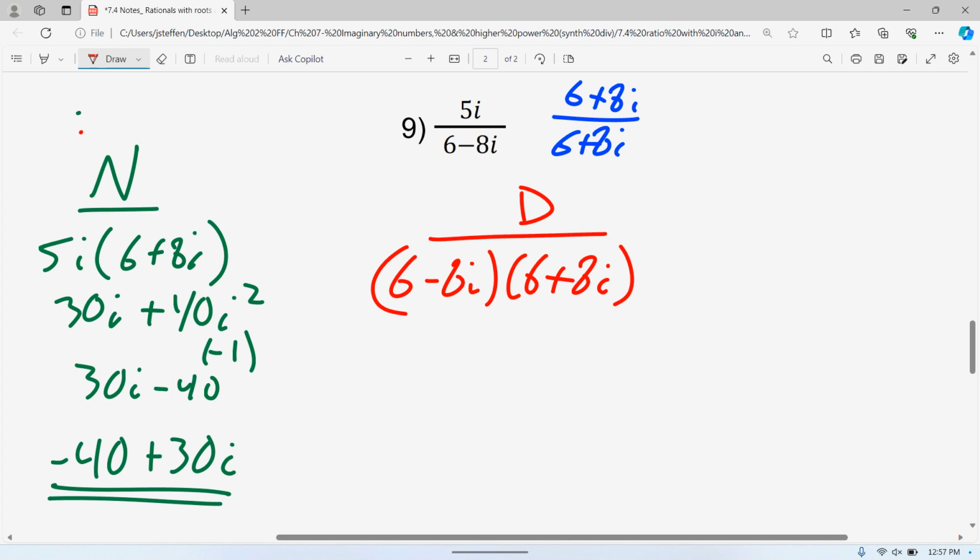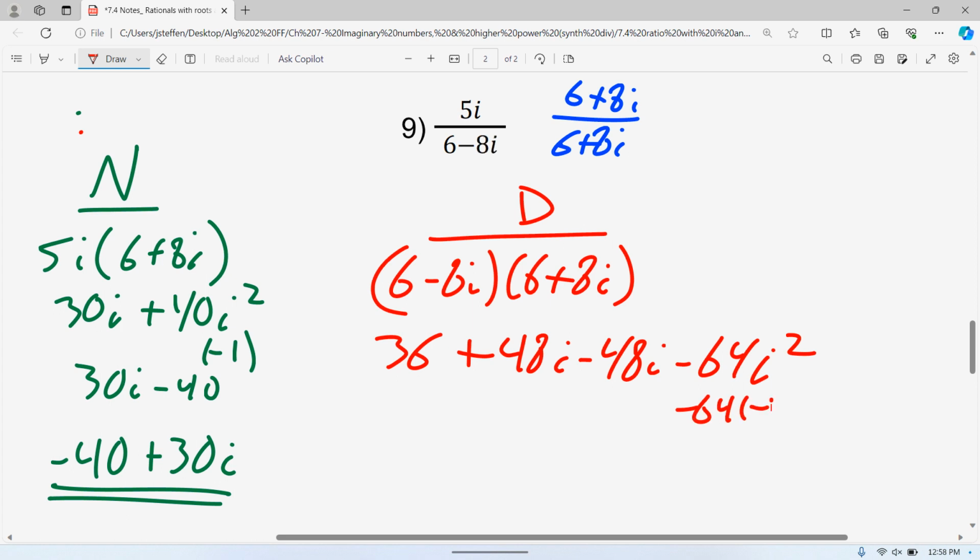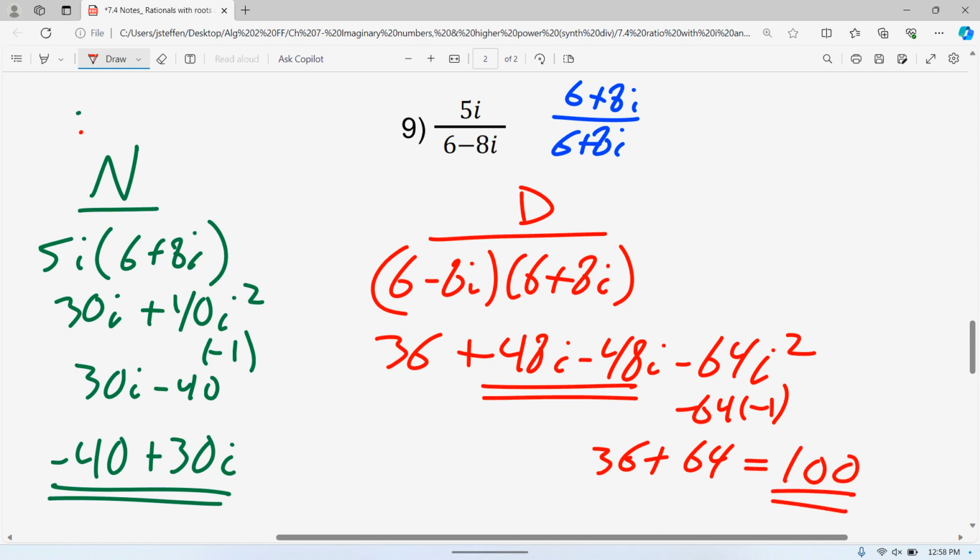6 times 6 is 36. 6 times 8 is positive 48. 6 times negative 8i is -48i. And negative 8i times negative 8i is negative 64i squared. Now, if you do this correctly, that's negative 64 times negative 1, so you end up with positive 64. Positive 48i and negative 48i are opposites, they cancel.